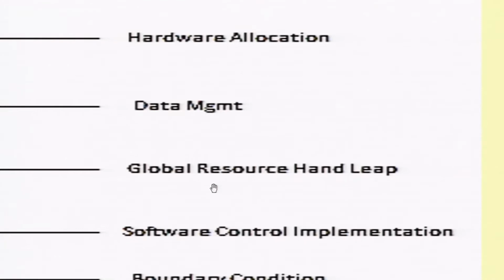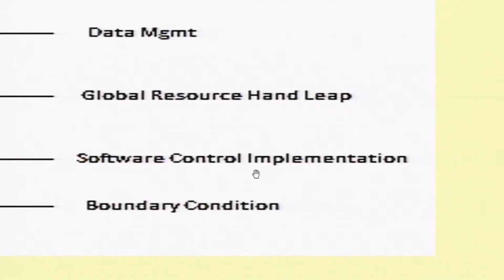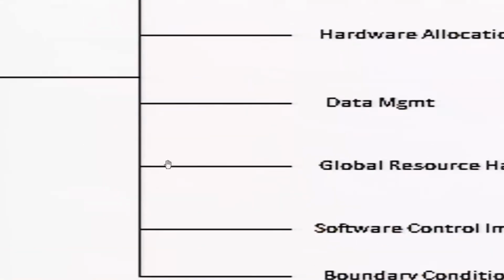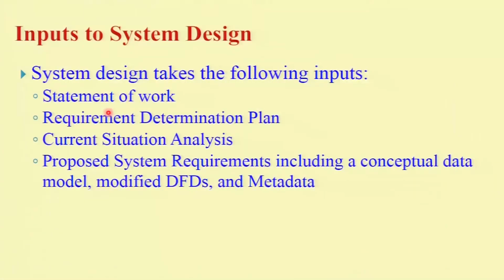Global resources have to be identified, and how you implement your software, what sort of control measures you take when you are going to do the implementation part has to be jotted down. Then what are the boundary conditions, what is the environmental factor, how it should work and how it should not work has to be identified, and those things have to be noted, and it is said to be the boundary conditions. Then let us see the inputs to system design.